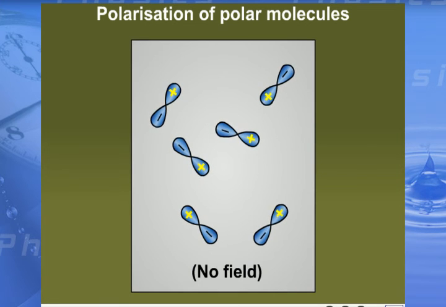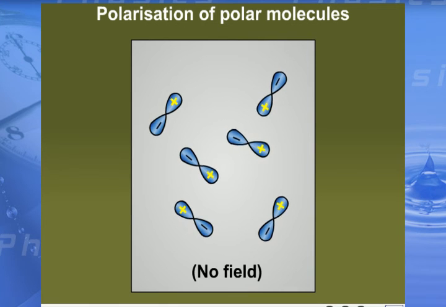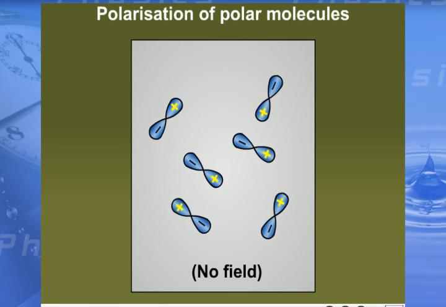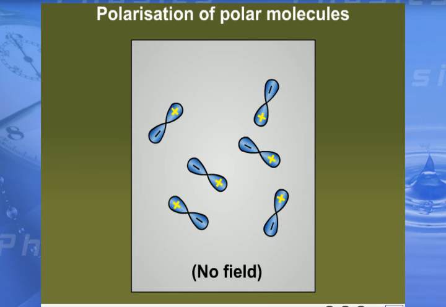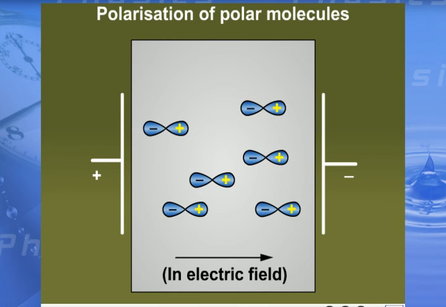Polar molecules have permanent dipoles. Without any electric field, the dipoles can orient themselves in random directions. When an electric field is applied, the dipoles orient themselves in the direction of the electric field.